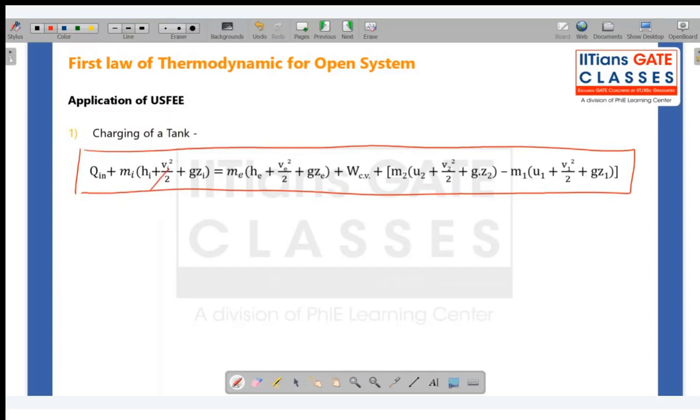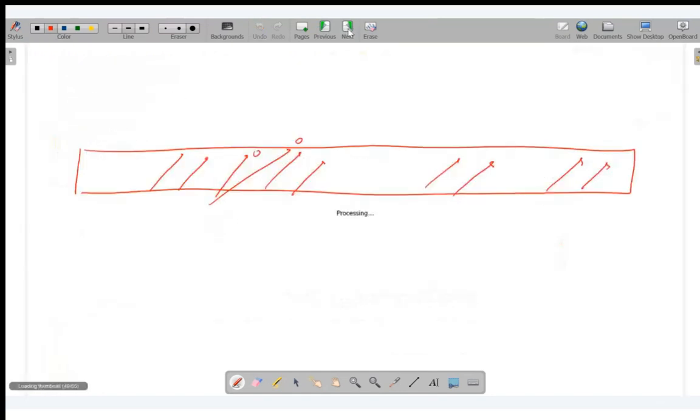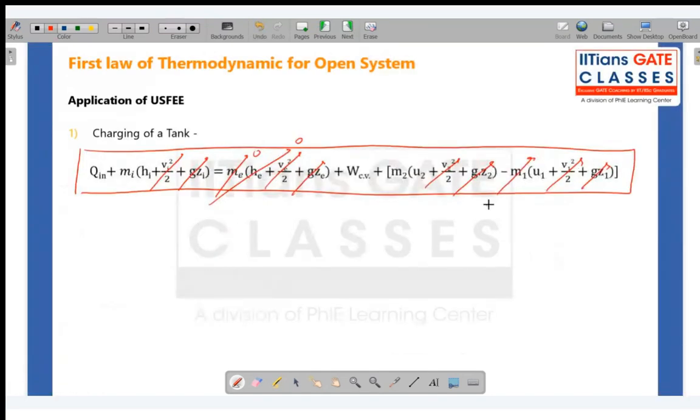First assumption, kinetic and potential energy are neglected. Second assumption, no exit, nothing is going out. That means ME is equal to zero. So everything, this is zero. Next, initial mass: initially it is empty, that means M1 is equal to zero, so this is also zero. So everything here is zero. Also no work done, so this is also zero. Adiabatic, yes, this is zero.